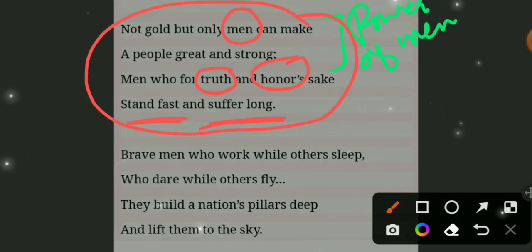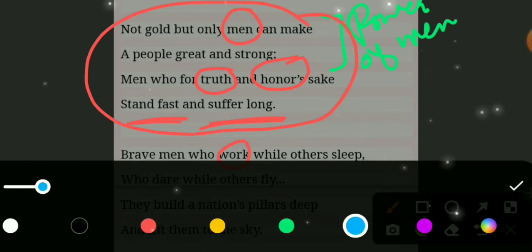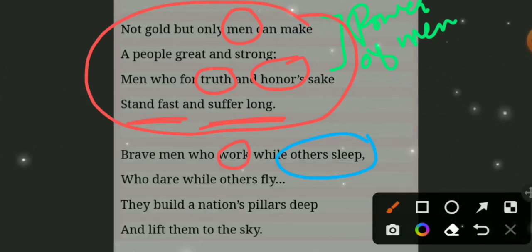Then, brave men who work while others sleep. ये ऐसे लोग होते हैं, ये इस तरह के ब्रेव इंसान होते हैं कि they work while others sleep. बाकी सारे खराटे मार रहे होते हैं, लेकिन ये जो ऐसे लोग होते हैं ब्रेव मैन, ये फाइट करते हैं अपनी कंट्री के लिए. They fight for the truth and the honor of a country, who dare while others fly. They stand firm, जबकि बाकी भाग जाते हैं. They build a nation's pillars deep. These are the people who make the nation's pillars deep. ये इनको मजबूत बनाते हैं.